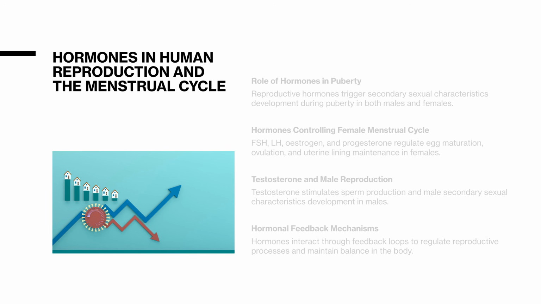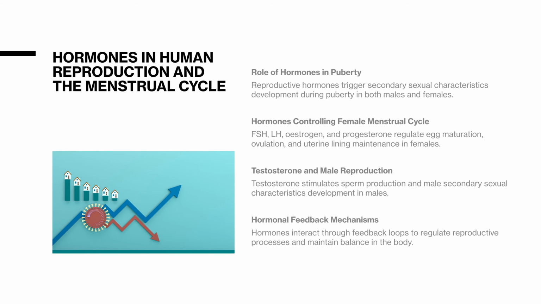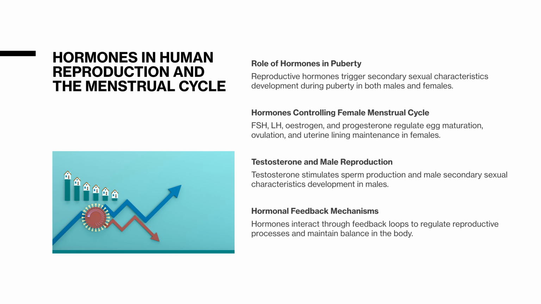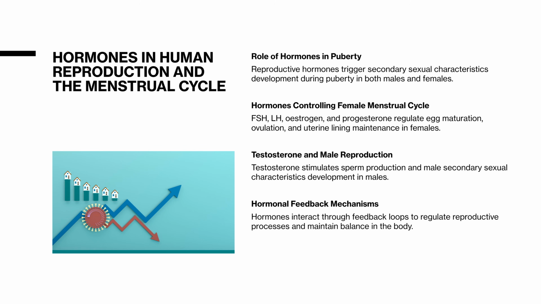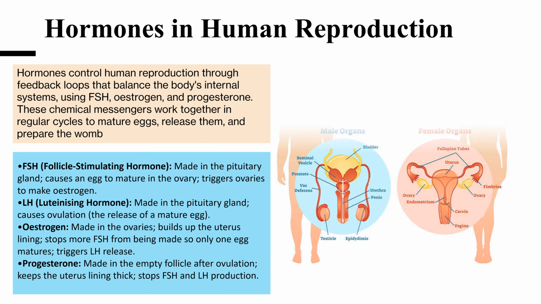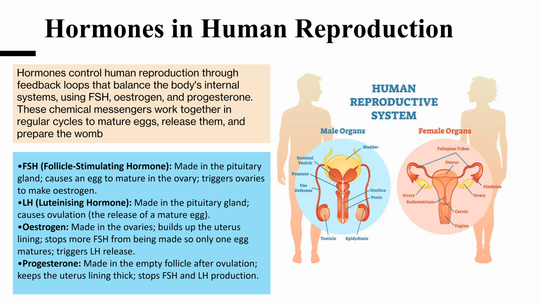Hormones can also be used to treat infertility. Fertility drugs containing FSH and LH stimulate ovulation, increasing the chances of conception for couples struggling to have children. Reproductive hormones control sexual development and fertility. In females, estrogen and progesterone regulate the menstrual cycle, while testosterone in males stimulates sperm production and secondary sexual characteristics.